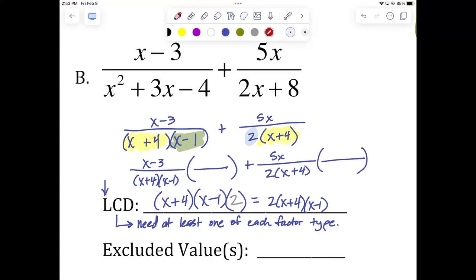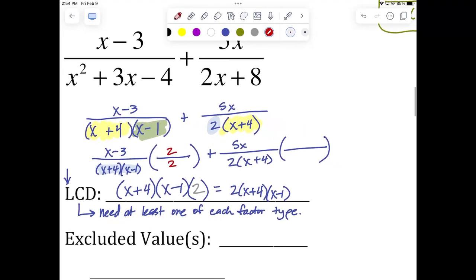I need to make both of the denominators the LCM. So I'm going to go through and see what's missing and multiply by what's missing over itself. So in the first factor group, I have an x plus 4 and an x minus 1. Which one am I missing? I'm missing the 2. So I'm going to multiply by 2 in the bottom, and I'm going to make it legal by multiplying by 2 in the top. 2 over 2 is just another name for 1, right?